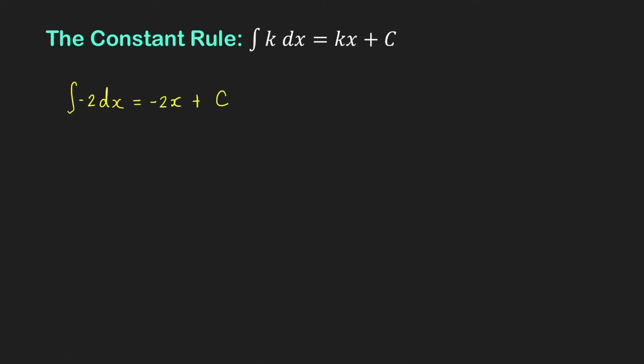Another example, if you're computing, let's say, integral of 3 over 5 dx, again, since 3 over 5 is just a constant, so just copy the constant and multiply it with x, and then add the arbitrary constant c.